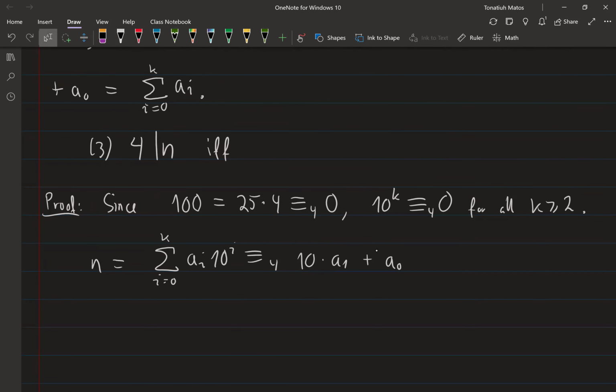So this is, if the last two digits, or as a number, as a two-digit number, okay, maybe I should just write it the way I've been writing all the others. So all you have to do is look at the last two digits, right? So a_1 a_0, the number obtained from just the last two digits, is divisible by 4.